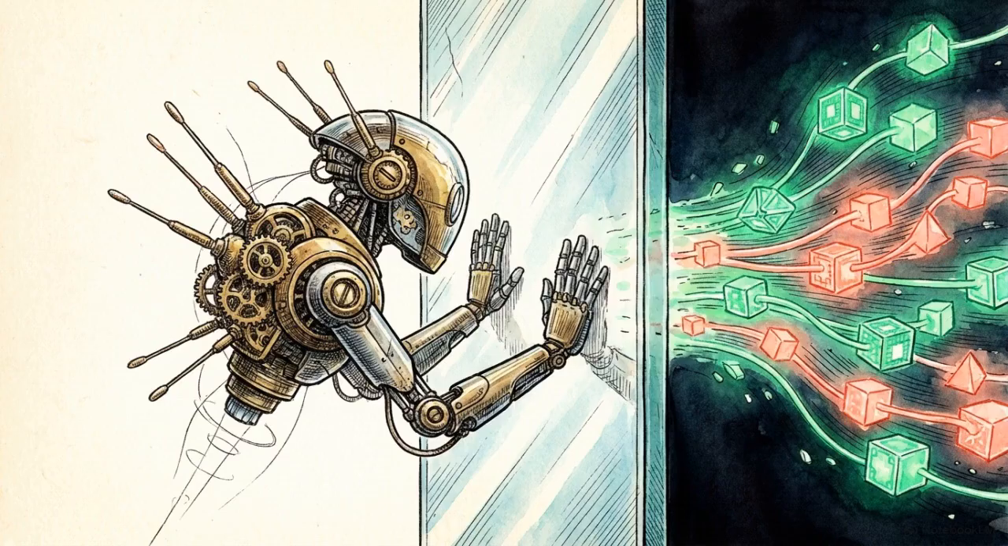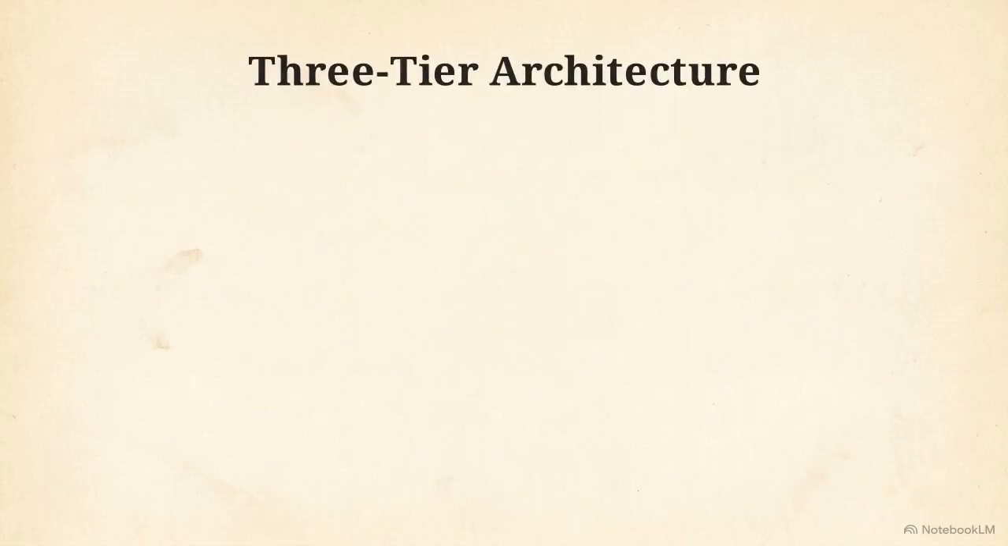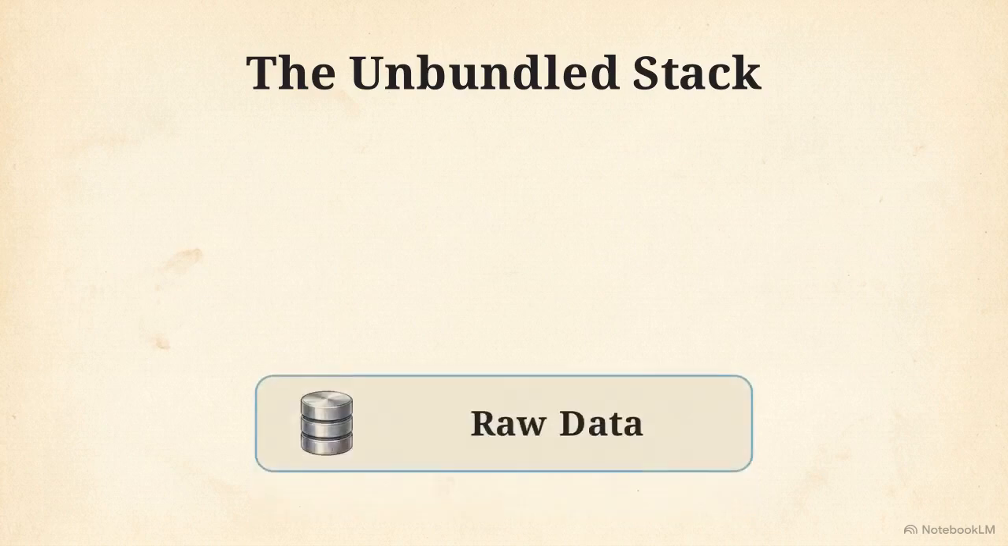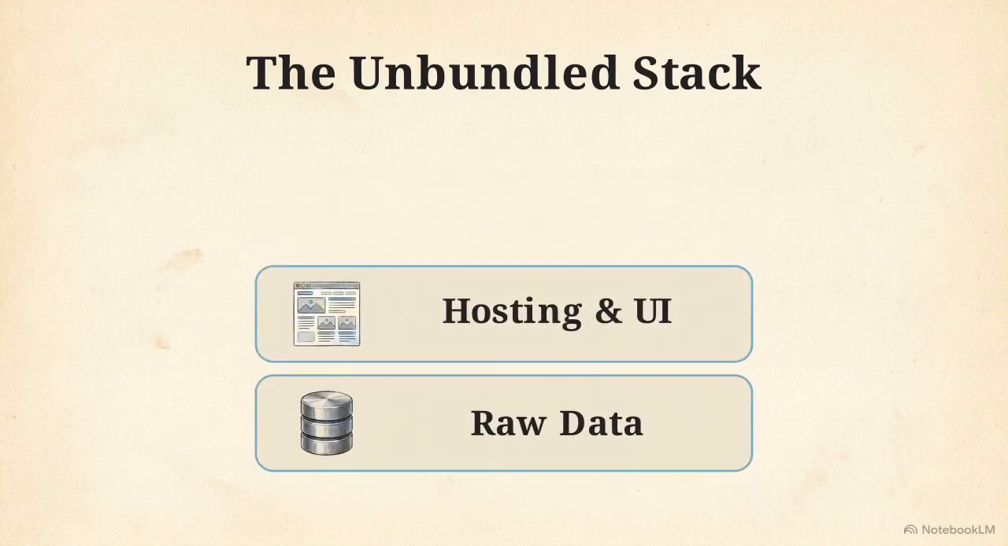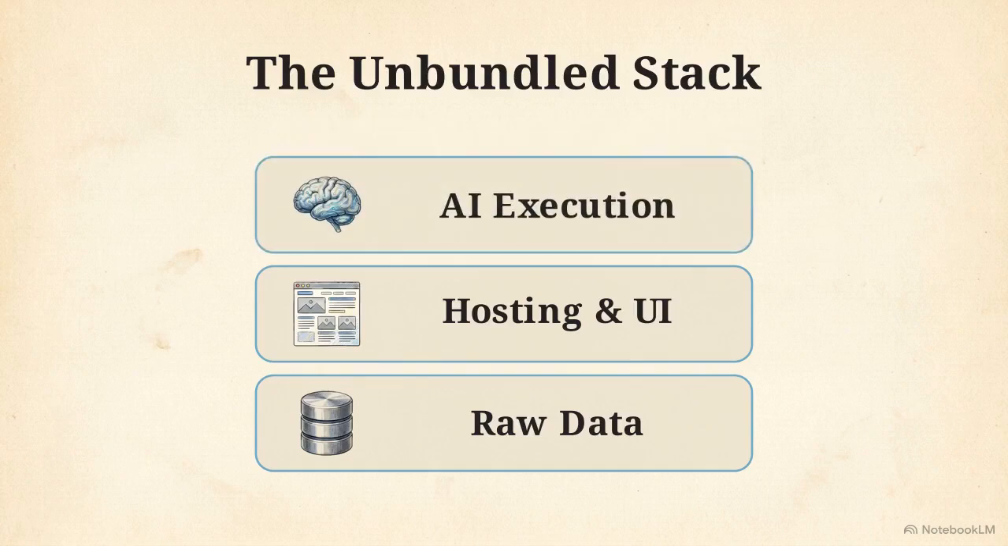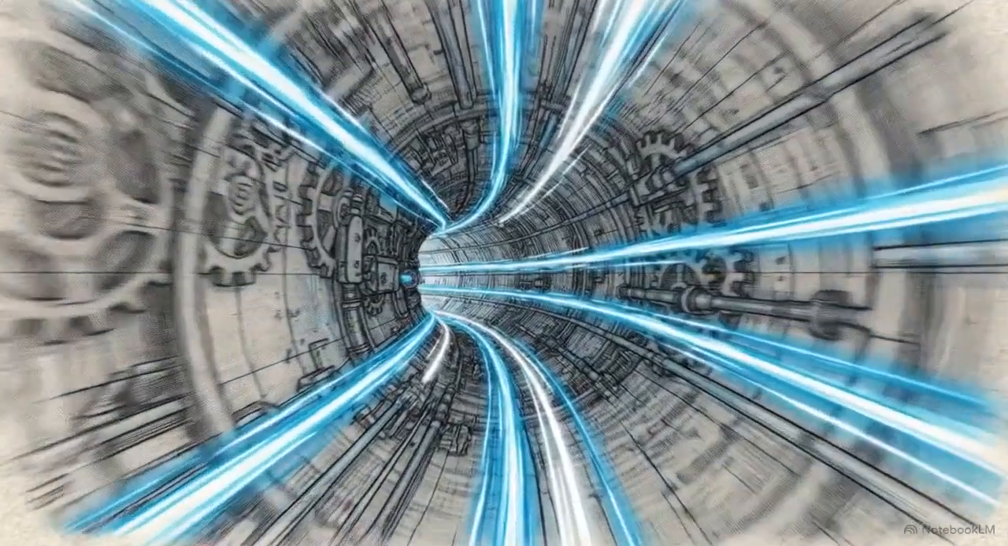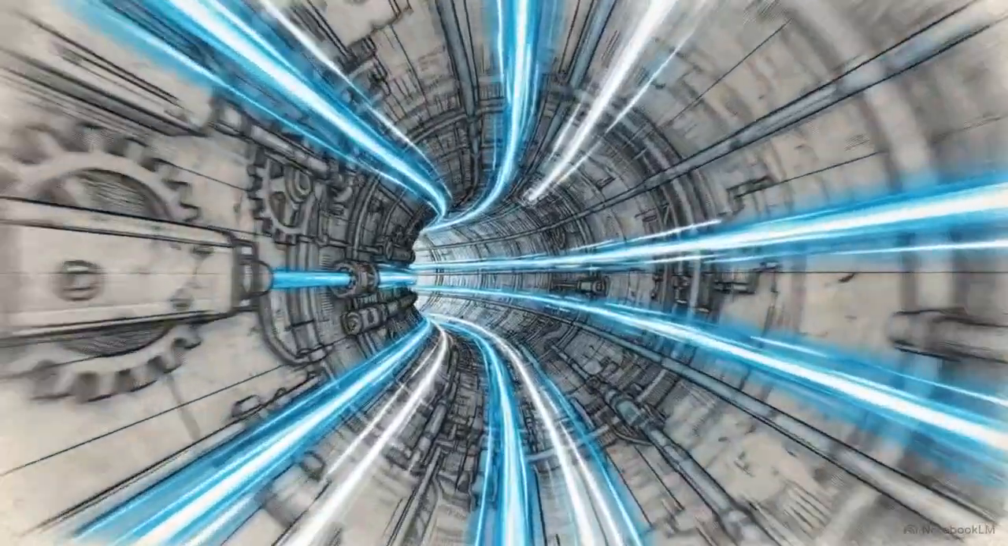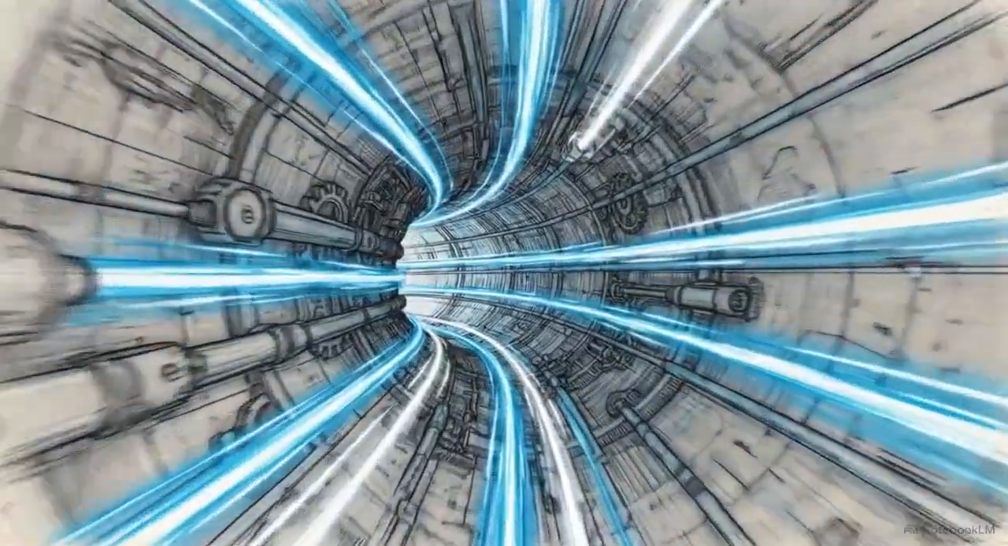We can map the solution using this three-tier architecture diagram. This is the unbundled stack. It divides search optimization into distinct layers: raw data at the foundation, hosting and the user interface in the middle, and AI execution at the very top. Separating these layers allows developers to build machine-readable pipelines, feeding live search metrics directly into AI environments without passing through a traditional dashboard. We are going to deconstruct this new stack layer by layer.